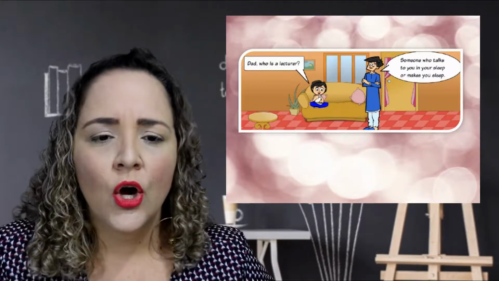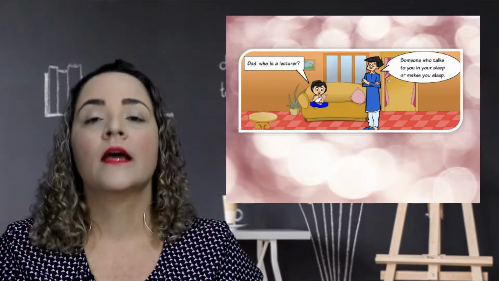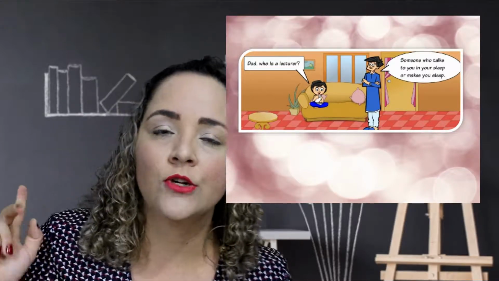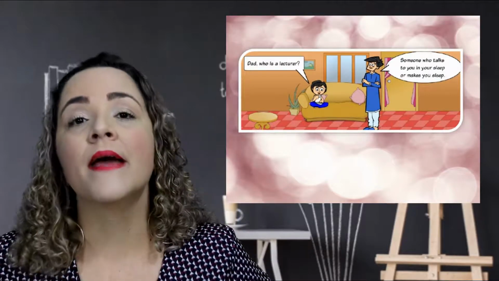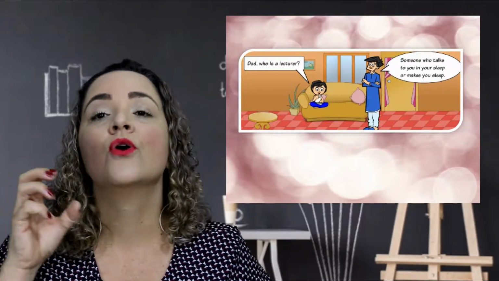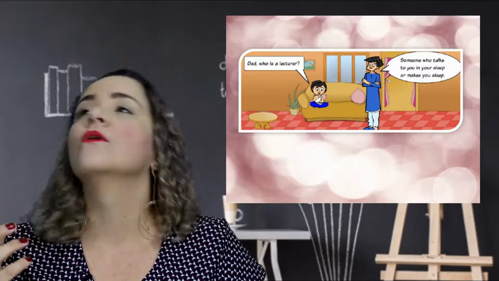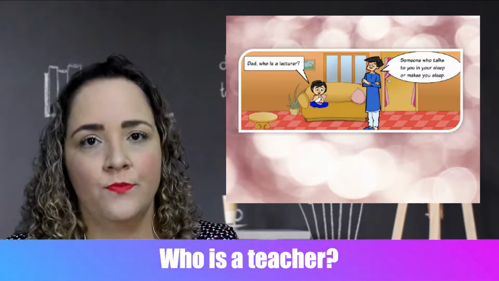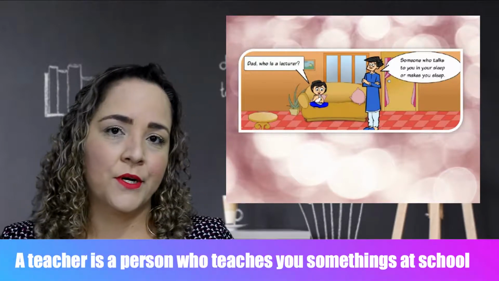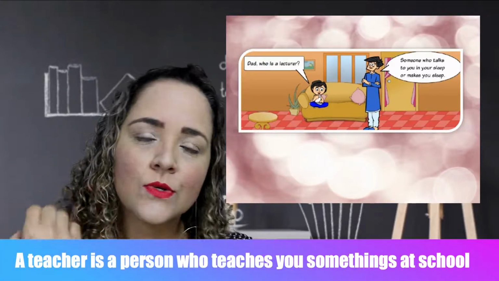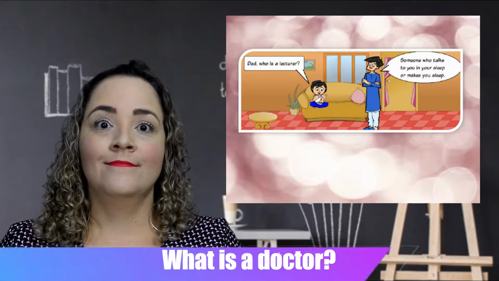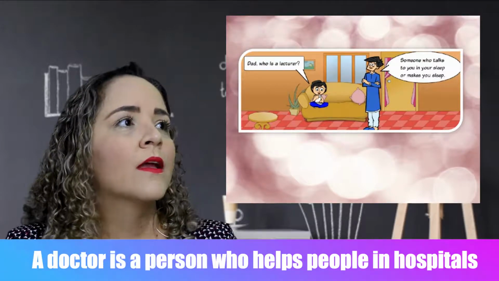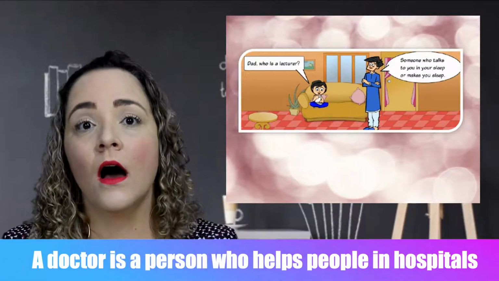Look, Dad, who is a lecturer? And he says, someone who talks to you in your sleep or makes you sleep. He used who again to talk about a person. For example, who is a teacher? A teacher is a person who teaches you something at school. What is a doctor? A doctor is a person who helps people in hospitals.